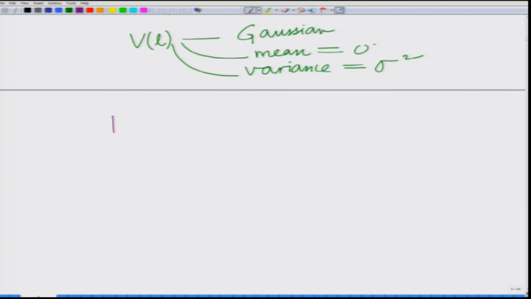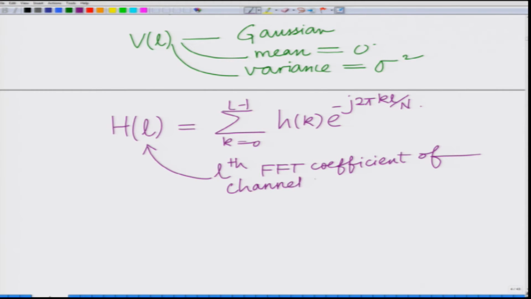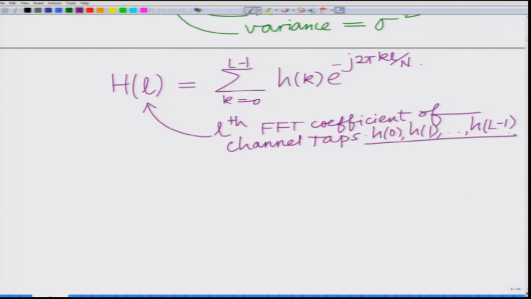Now, remember HL, again similar to the noise, HL is the Lth FFT coefficient of the channel taps Hk, that is, summation k equal to 0 to L minus 1 Hk e raised to minus j 2 pi kL, that is, this is the Lth FFT coefficient of channel taps H0, H1 up to H L minus 1.